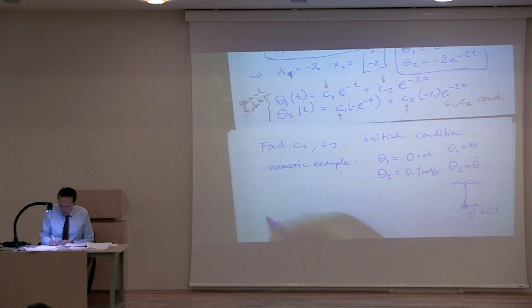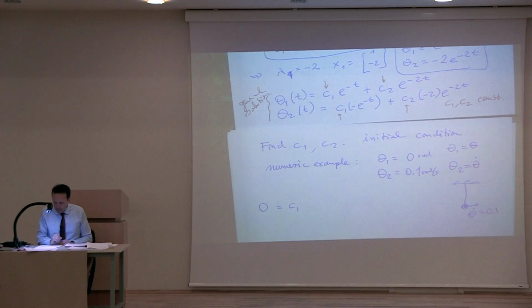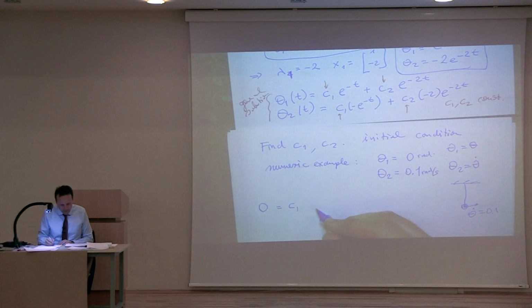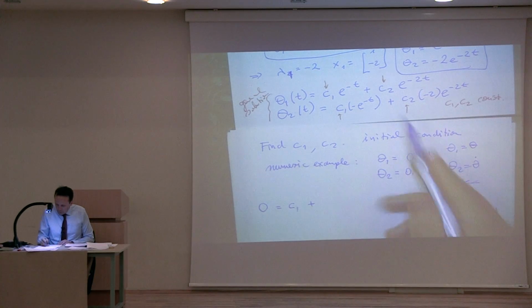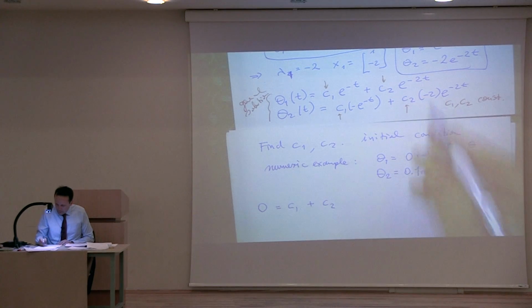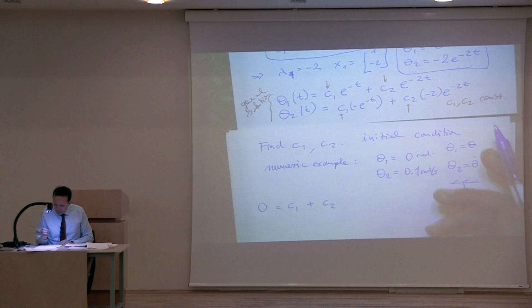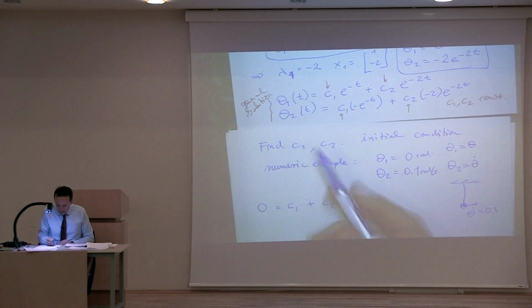Theta 1 must be equal to 0. So 0 is equal to C1 times, at t equal to 0, what will this one be? It will be 1. Okay, so that's gone. Plus C2, which I'm trying to find, and this one will be, again, 1. Right? Good.